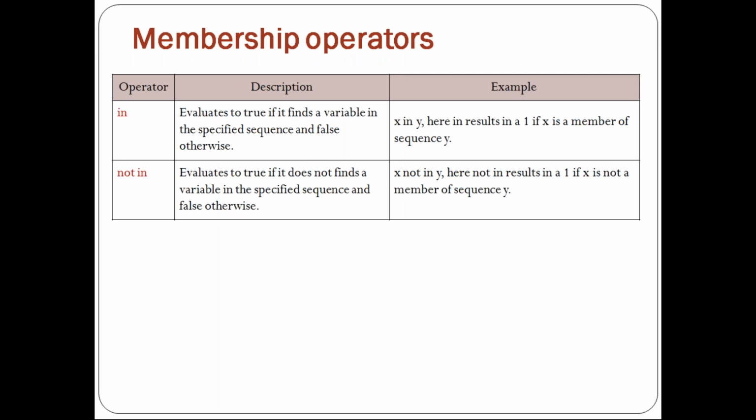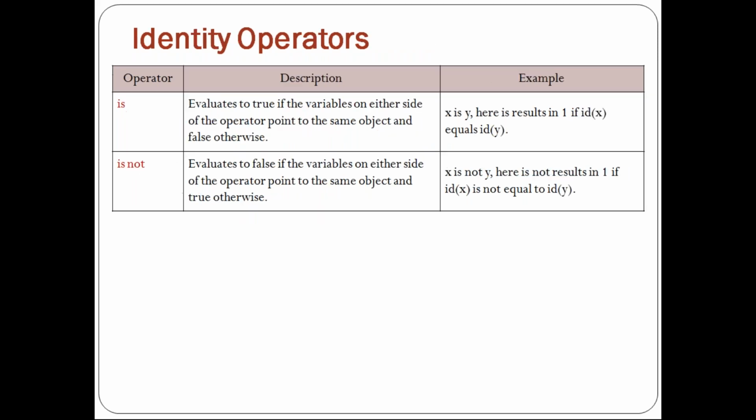Next, we have the membership operators like in, not in. The in operator will give the truth value as true if the specified element or item is available in the sequence. Otherwise, it will return false. And not in is the reverse of the in operator. The not in operator will give the truth value as true if the item is not available in the sequence. Otherwise, it will return the truth value as false.